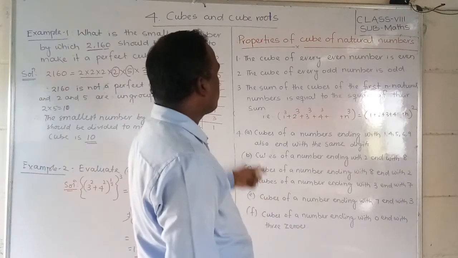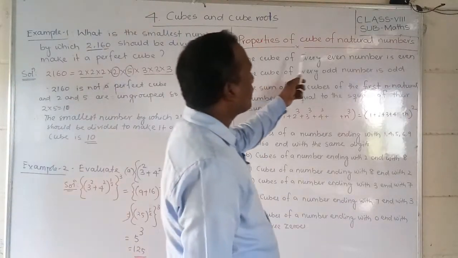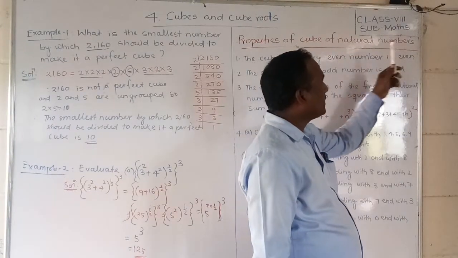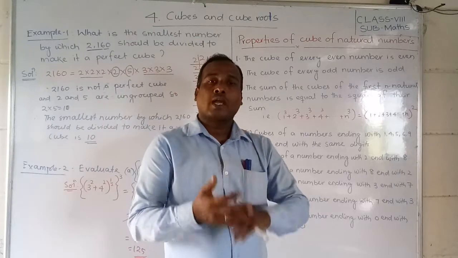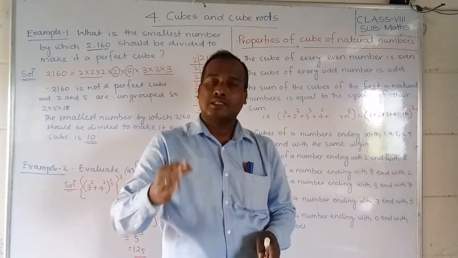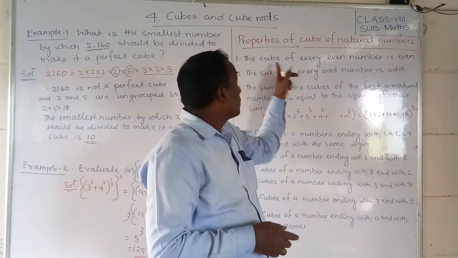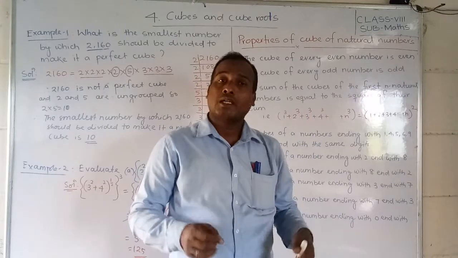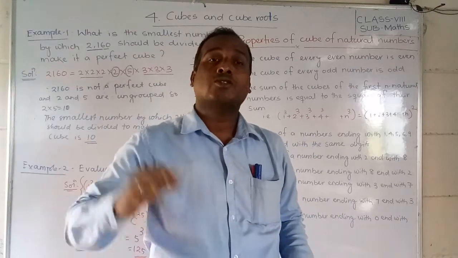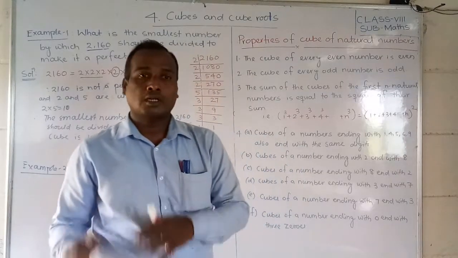So students, observe here. First property, you have to remember these things: the cube of every even number is even. Same like the square of any even number is an even number. The cube of every even number is an even number. The square of an even number is also an even number, and the cube of an even number is also an even number.